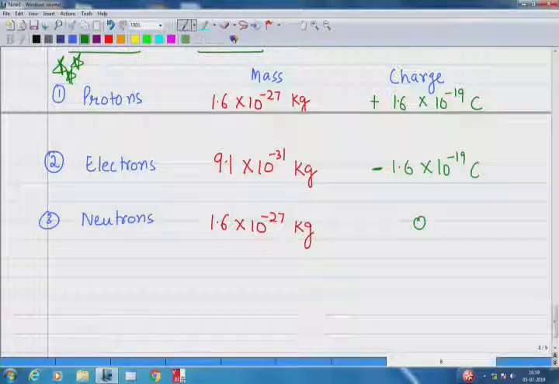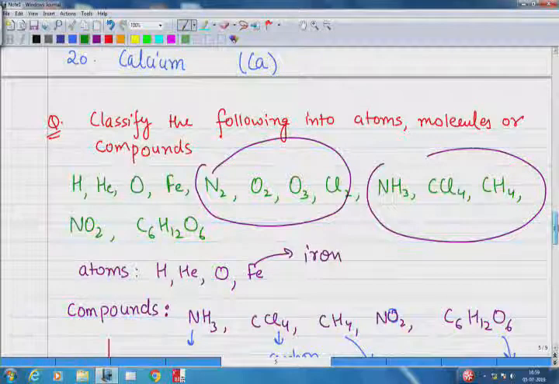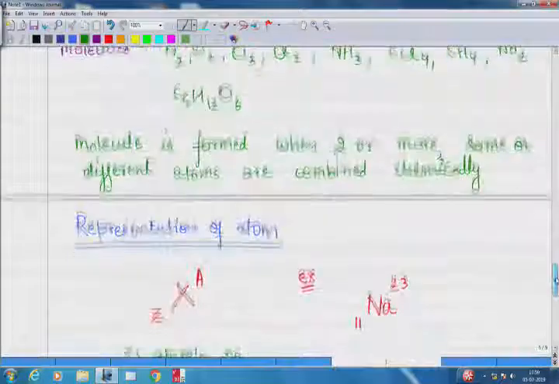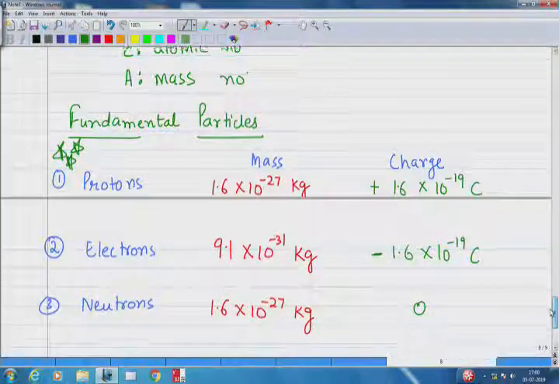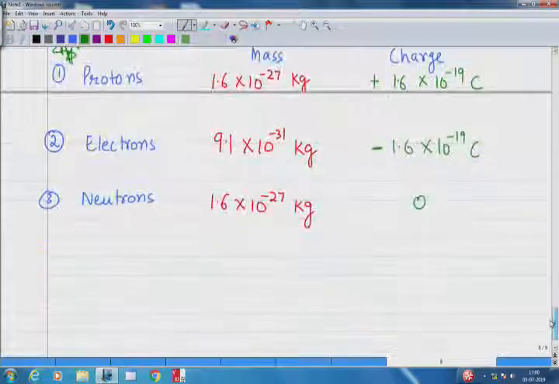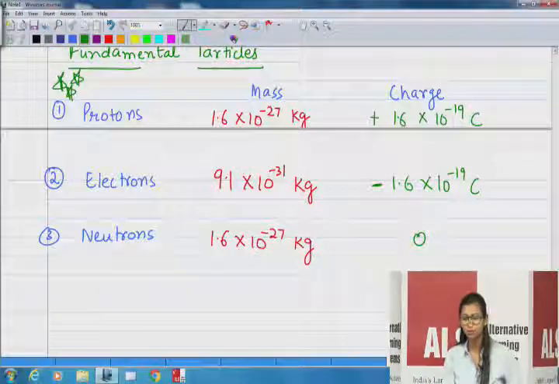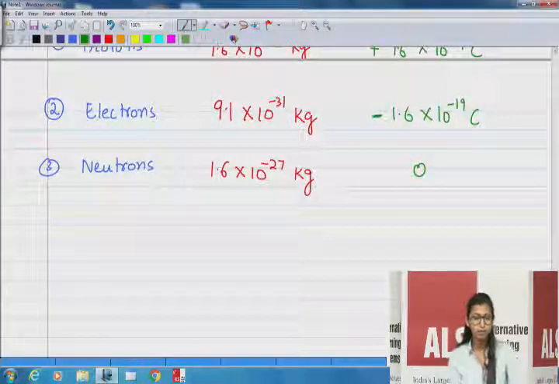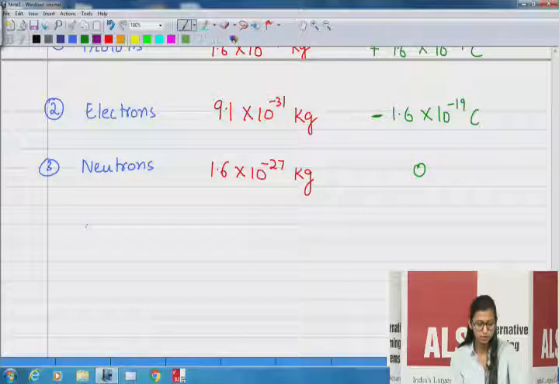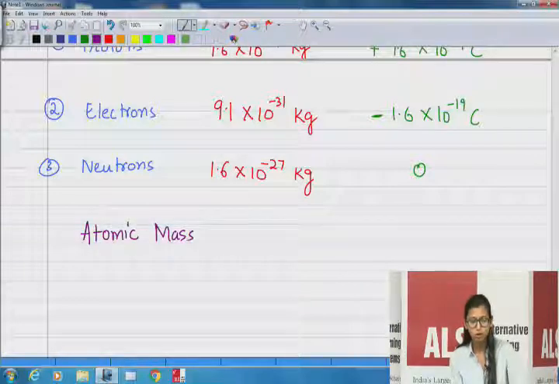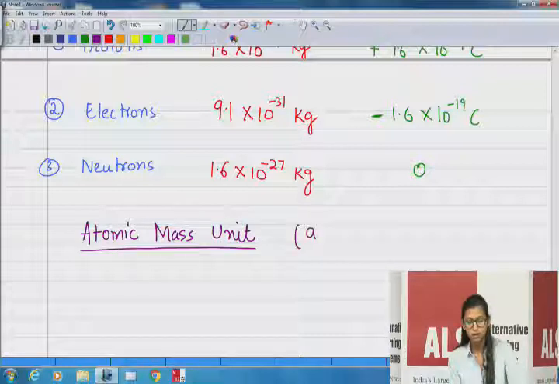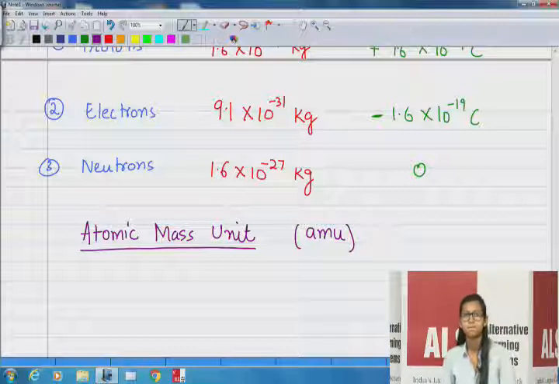Done, everyone? So far we are done with atoms, molecules, compounds, and representation, and we understood the fundamentals, the masses and the charges. Now I am writing the next term here. The next term is atomic mass unit. How many of you have an idea what the atomic mass unit is? AMU is written in short form, right?